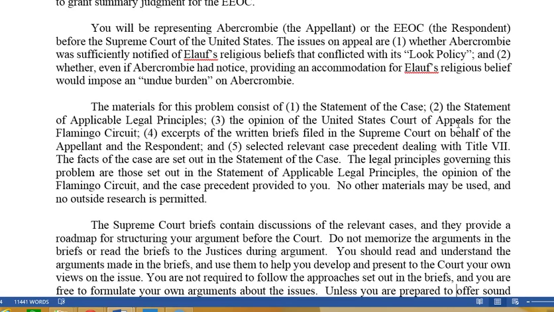The last thing I would say is make sure you know when you read the beginning of it that the facts in the case are accepted facts. And so we are not going to dispute those. There is, for instance, no doubt that Elauf did not talk about her religious issues with the look policy.